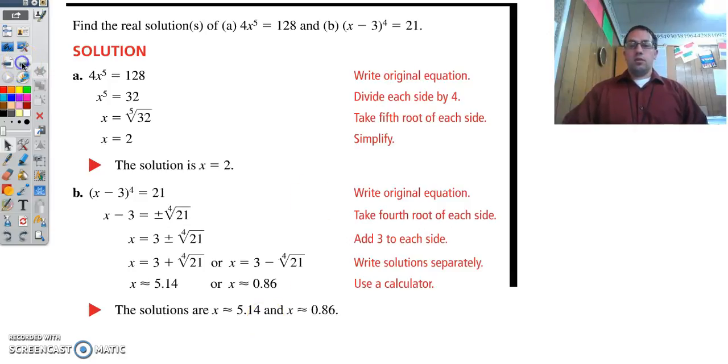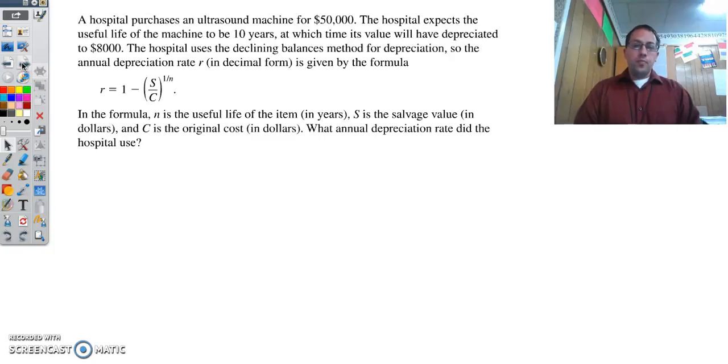So let's take a look at this. Here we have a real-world situation with this stuff. A hospital purchases an ultrasound machine for $50,000. It expects the machine's useful life to be 10 years, at which time it will have depreciated down to $8,000. The hospital uses the declining balances method for depreciation, which means that it's going to go down by a percentage every year, so it's a different dollar amount, but it's the same percentage.